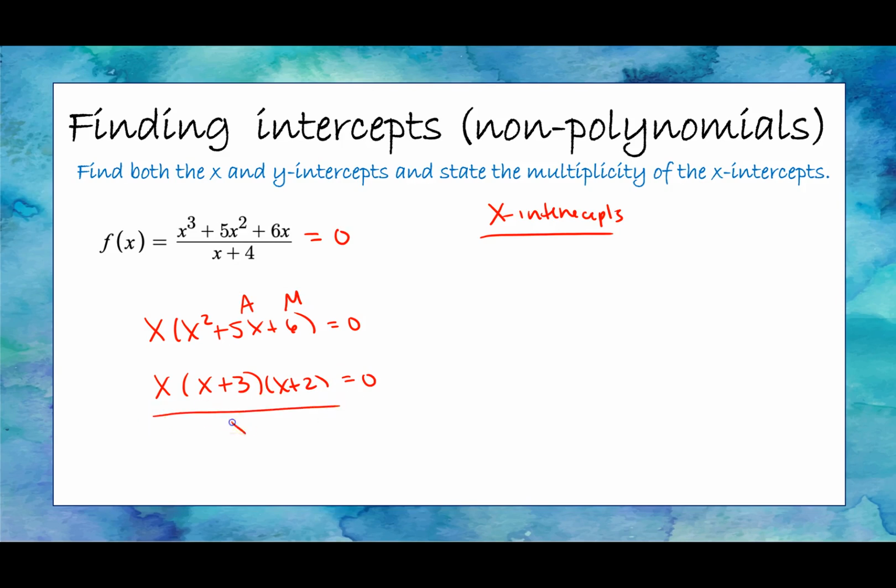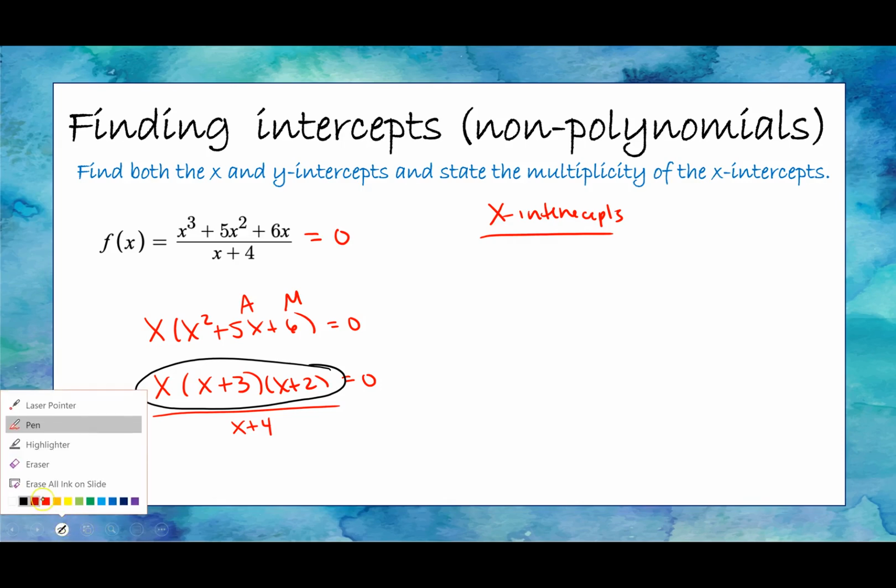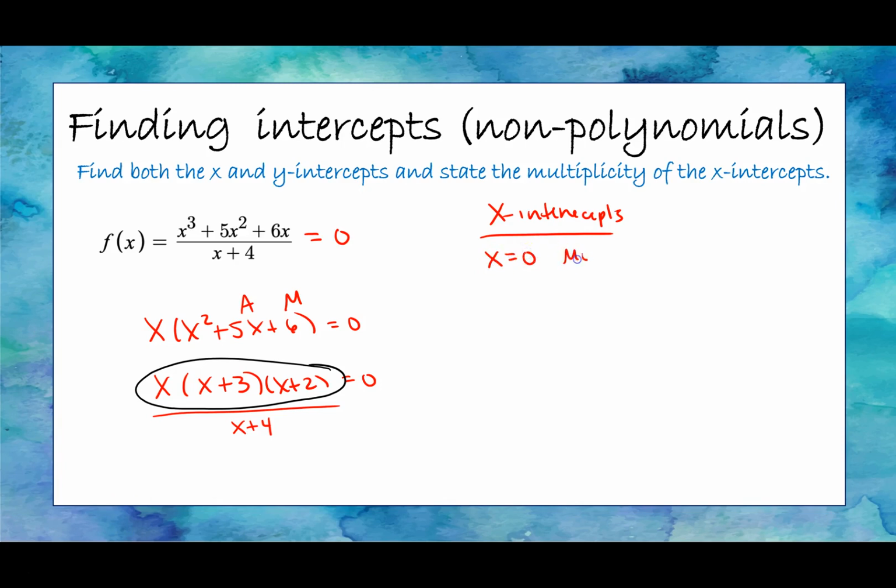Okay, and I could write the denominator if I wanted to, but what I really care about is when my numerator is equal to 0. So where in here do I get a 0 for my numerator? Well, that would be x equals 0, and that's going to be a multiplicity of 1. I've got x equals -3 from the middle, and that's going to be a multiplicity of 1. And then I've got x equals -2, again a multiplicity of 1. And if I want, I could write these as the coordinates 0, 0, -3, 0, and -2, 0.